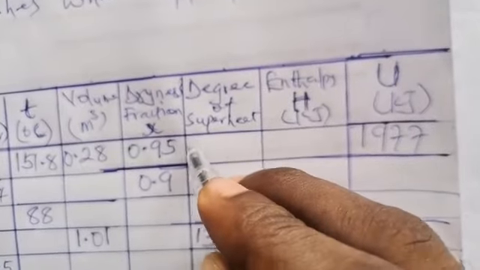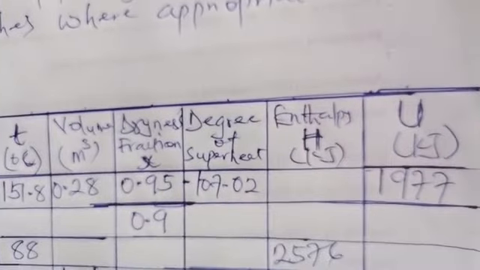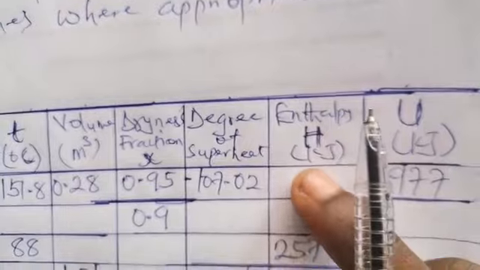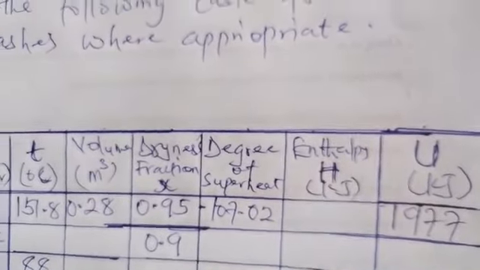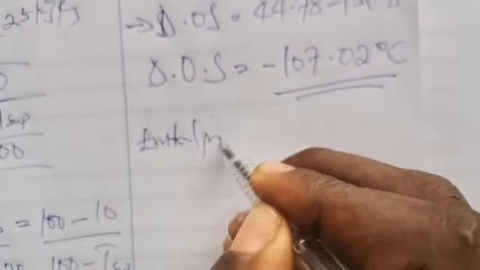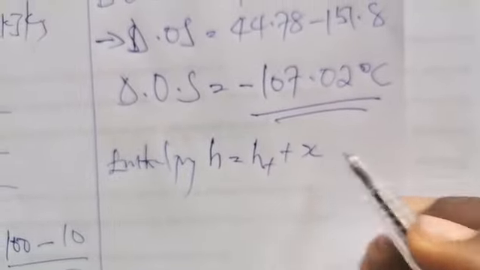So that's the value for this column, minus 107.02. Okay. Finally, for this column, we have to find the enthalpy. Okay, so you know, specific enthalpy h is simply equal to enthalpy of the fluid plus dryness fraction times hfg, enthalpy between the fluid and gas. So let's obtain this now.